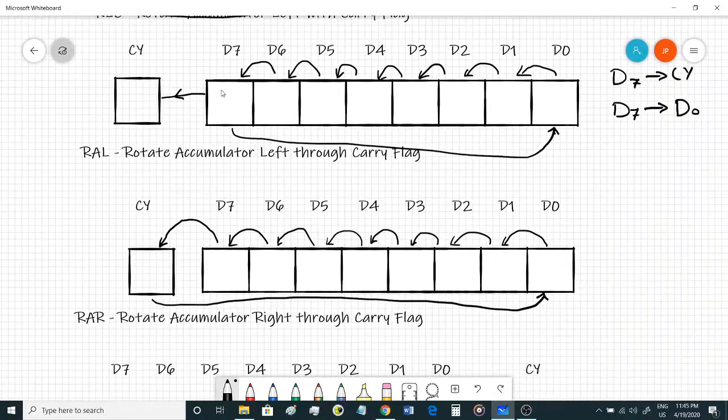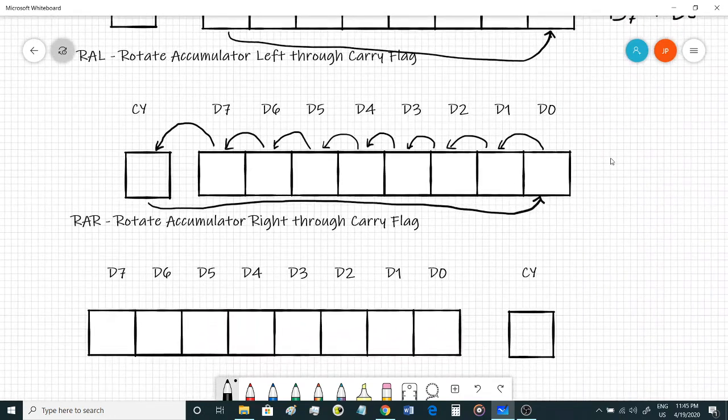In the previous case it was the MSB that goes into the LSB, but here it is not the MSB that is going into the LSB, it is the carry flag's data that goes into the LSB, the least significant bit, D0. Whatever data is there in the carry flag, 0 or 1, goes into D0, and what was there in D7 goes into the carry flag. So you are rotating the data through the carry flag. The carry flag is also taking part in the rotation process. That is what it means.